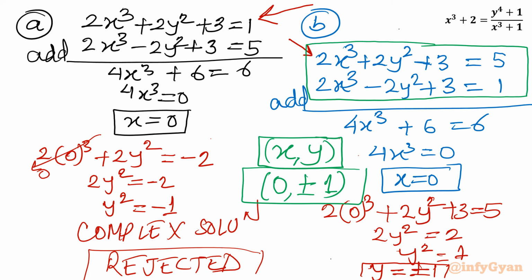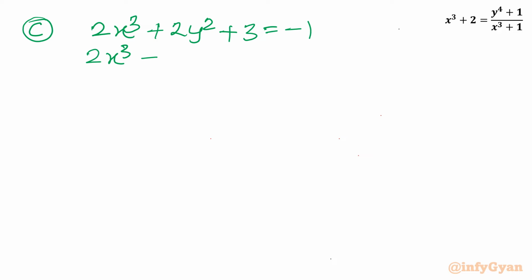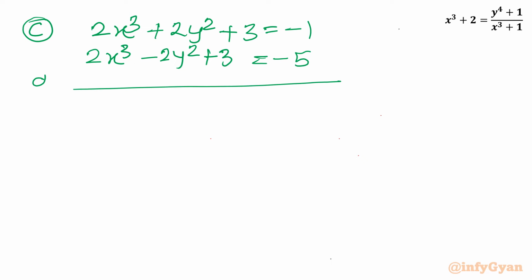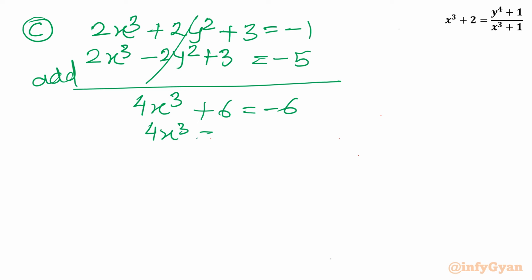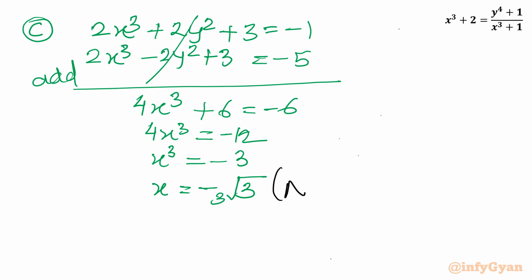Let us consider system C. I will write system C: first equation 2x cube plus 2y square plus 3, now the negative values, equal to minus 1, and 2x cube minus 2y square plus 3 equal to negative 5. Again I will add both the equations. So this term will be cancelled out. 4x cube plus 6 equal to minus 6. Take away 6 from both sides: 4x cube equal to minus 12. Divide this equation by 4: x cube will be equal to minus 3. So x will be equal to minus cube root 3, which is a non-integer value. So we will reject this system for solutions.